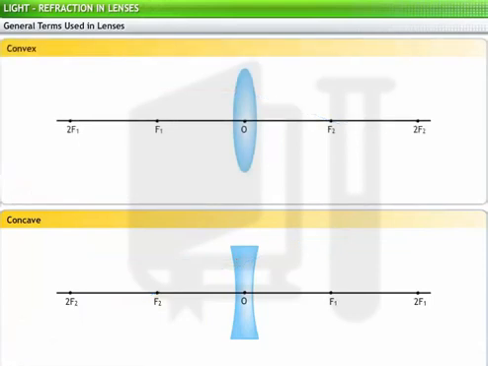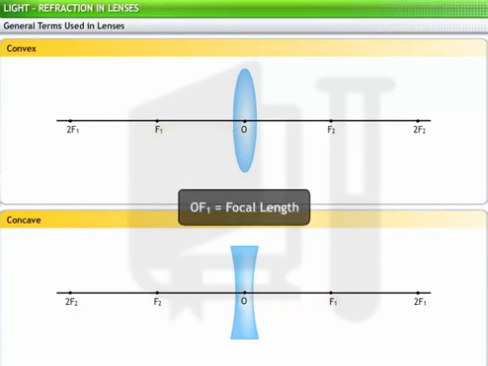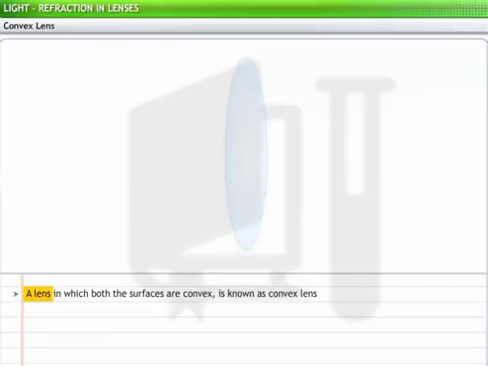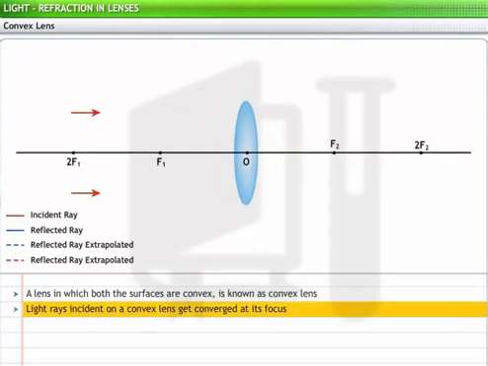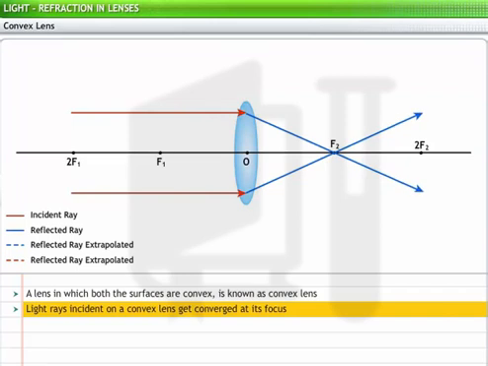The distance between the optic center and the focal point is called the focal length. Here the focal length has been represented as OF1 and OF2. A lens in which both the surfaces are convex is known as a convex lens. Light rays incident on a convex lens get converged at its focus. This is why a convex lens is also called a converging lens.